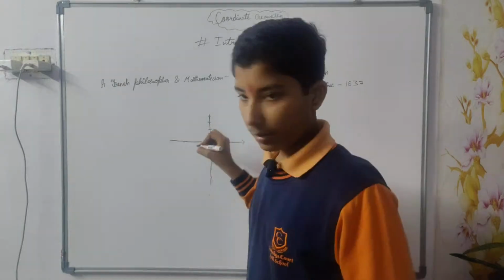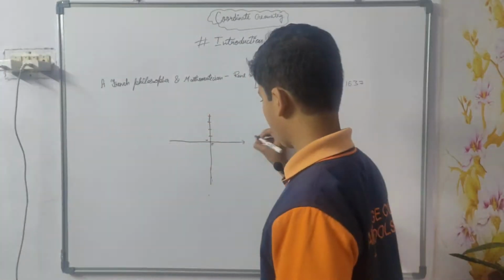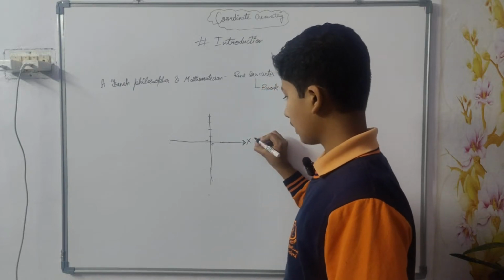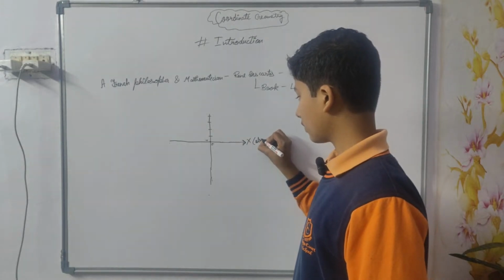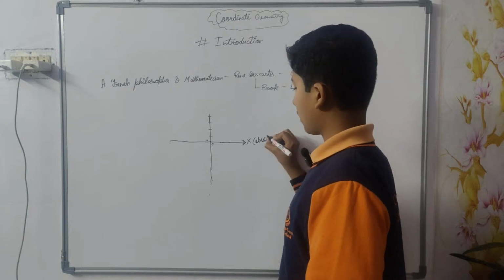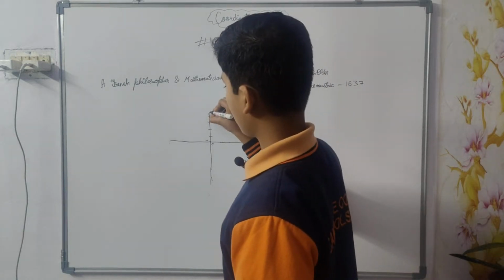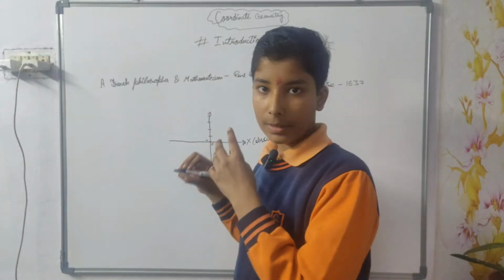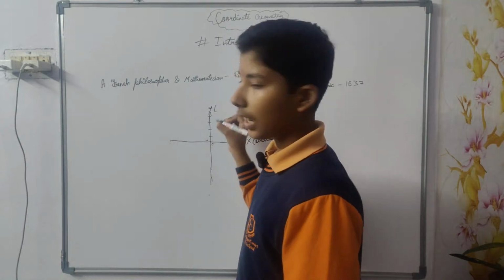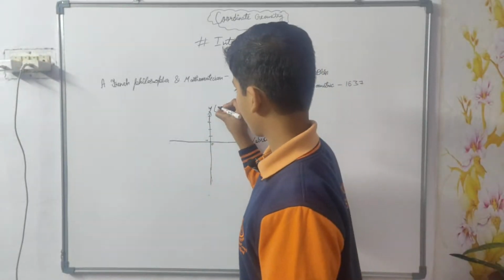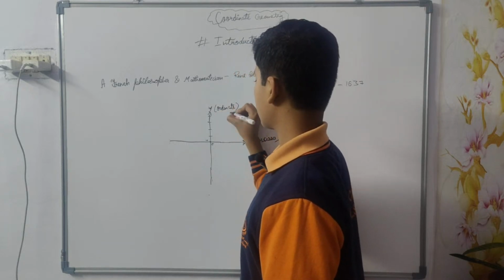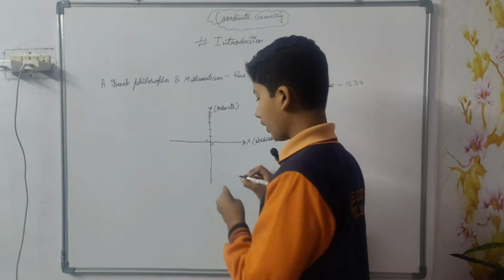Now let's see. These are two axes. These lines are known as axes. This is the x-axis, meaning the horizontal axis. It is also known as abscissa. And this vertical axis is known as the y-axis, also known as ordinate, O-R-D-I-N-A-T-E. Okay, see, these two are axes.